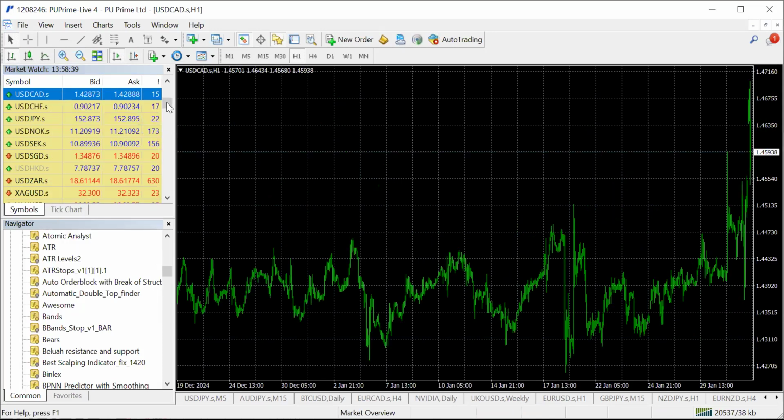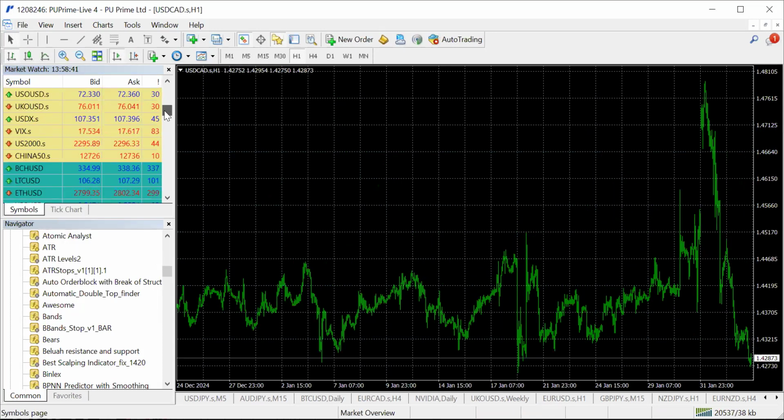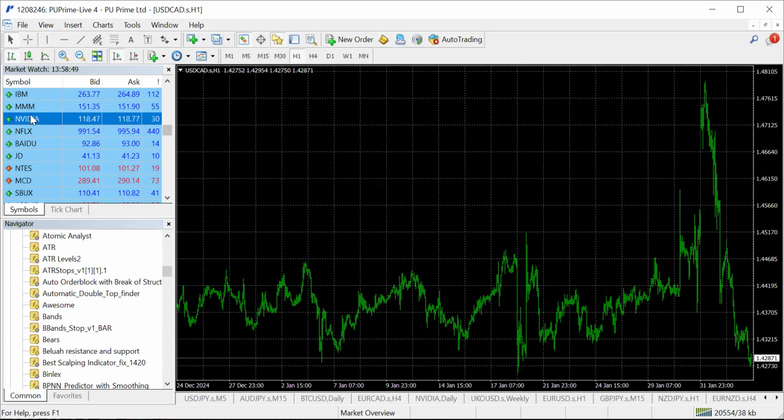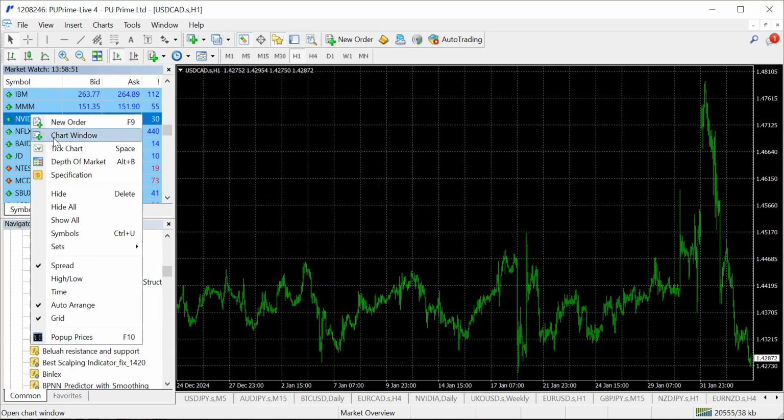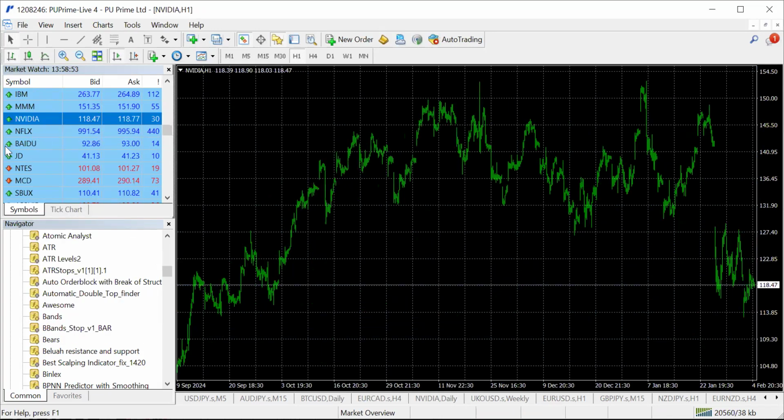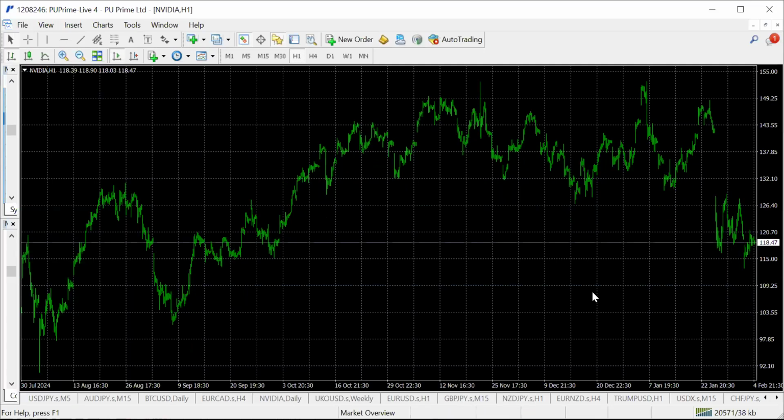Here's the chart. Then for our stock traders, I'm going to add NVIDIA to it. Okay, so this is what I'm looking at the moment. So let's get started. The first is CHFJPY.